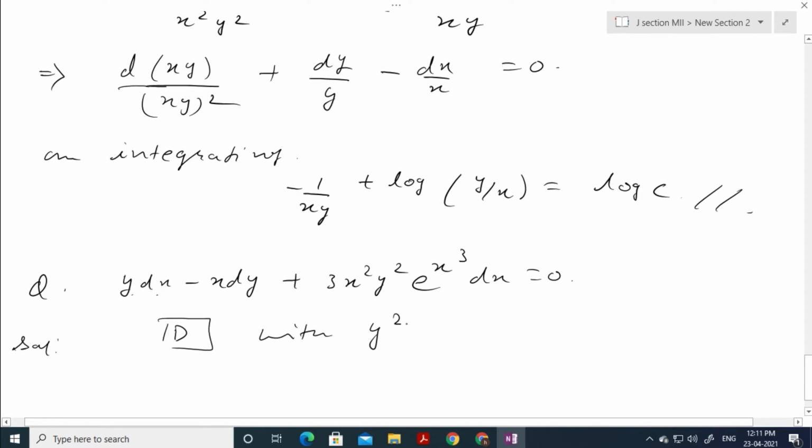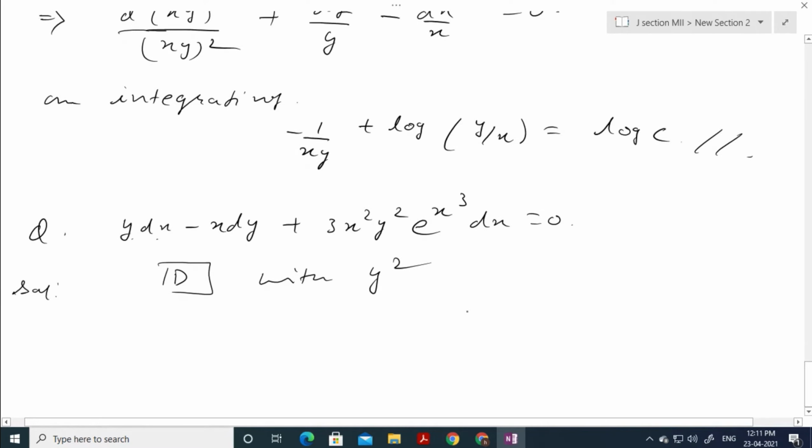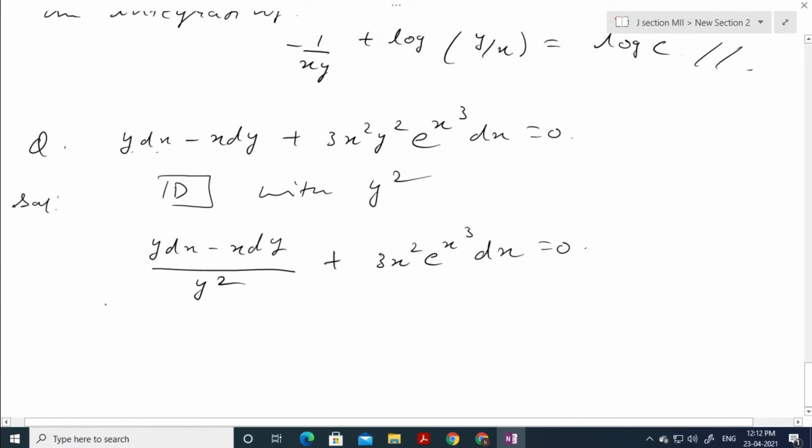Y square. So when you divide it by y square, you get (y dx minus x dy) by y square. This is the first form divided by y square. The second term will be, since you have divided by y square, 3x square e to the power x cube dx is equal to 0. Now this whole thing can be written as, see, the first part is nothing but differentiation of what?